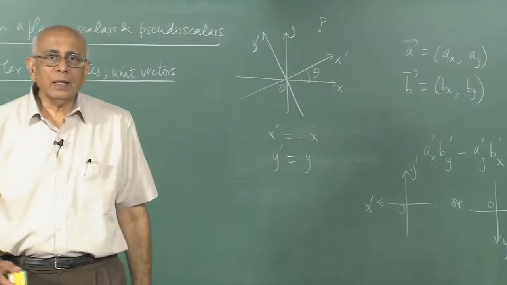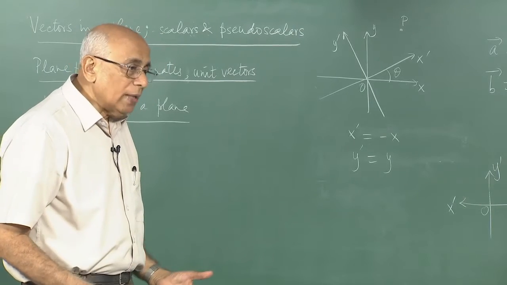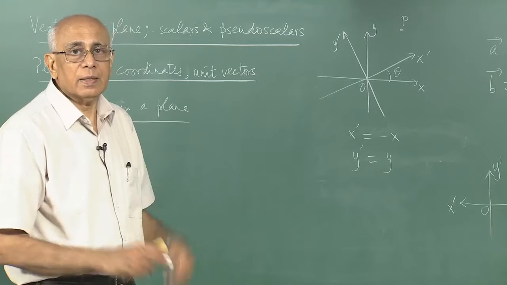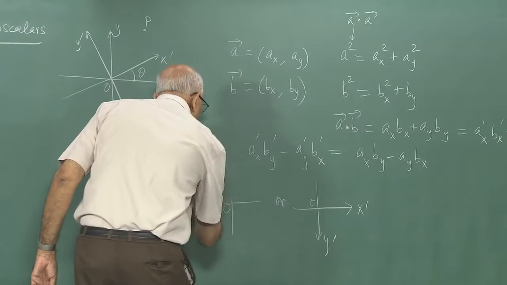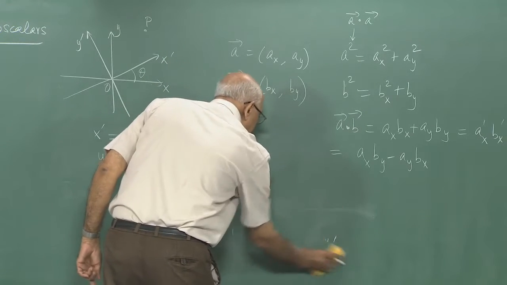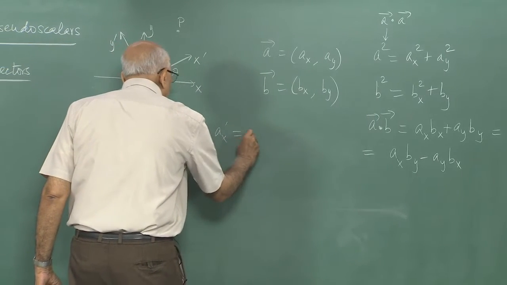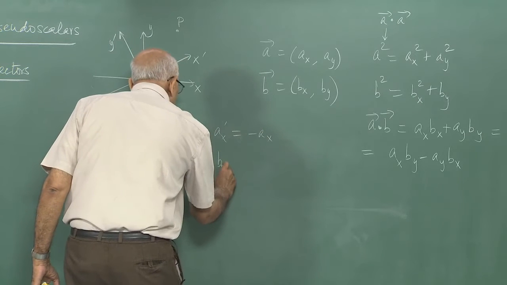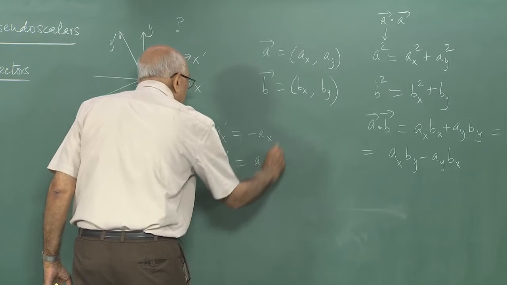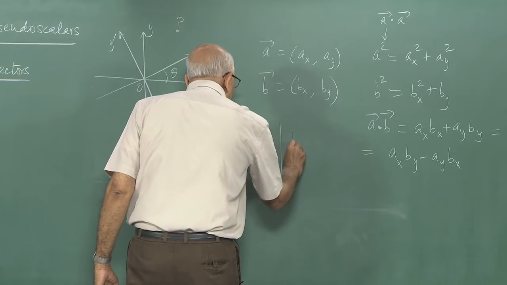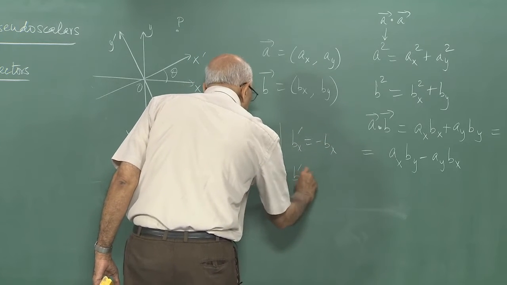What happens under this transformation? Well, the coordinates transform in this fashion, and therefore any vector would transform in exactly the same manner, which means that this combination that you have here is going to look like this. You are going to have ax prime equal to minus ax, ay prime equal to ay, and similarly bx prime equal to minus bx and by prime equal to by.